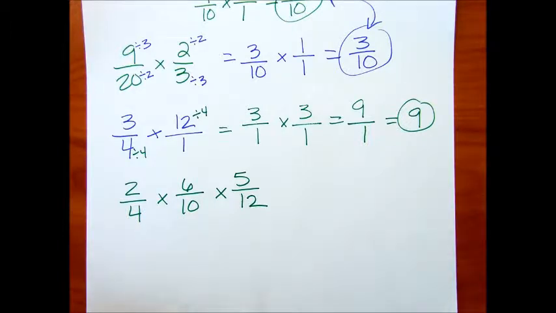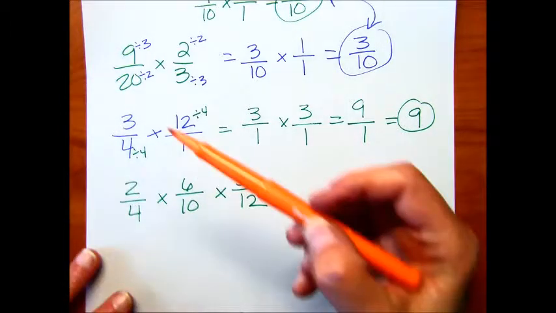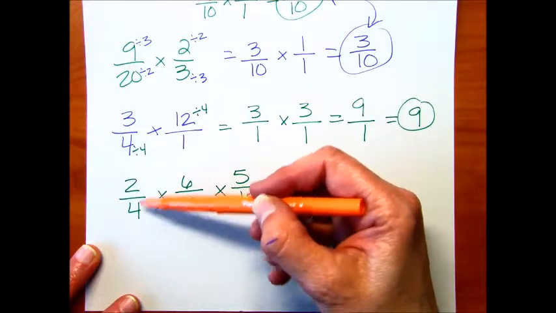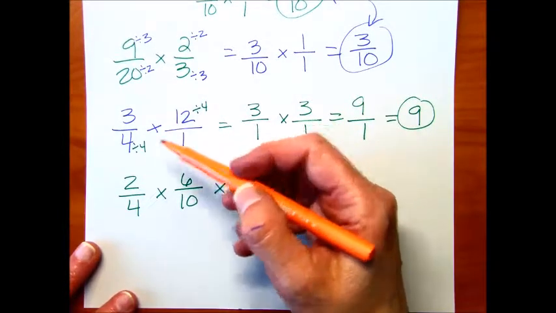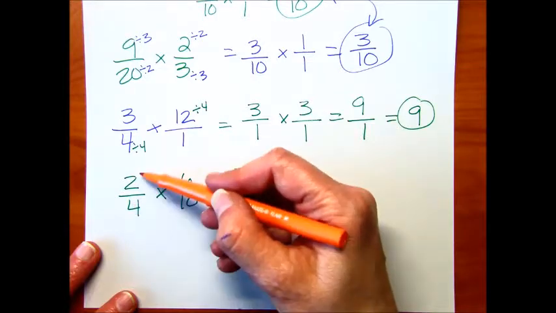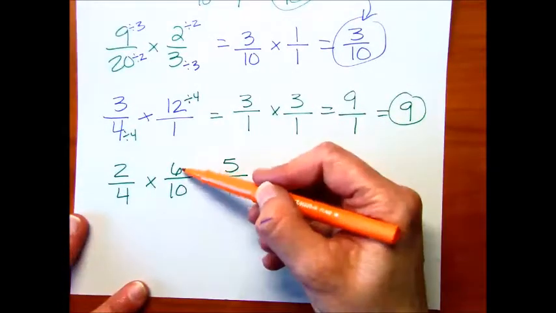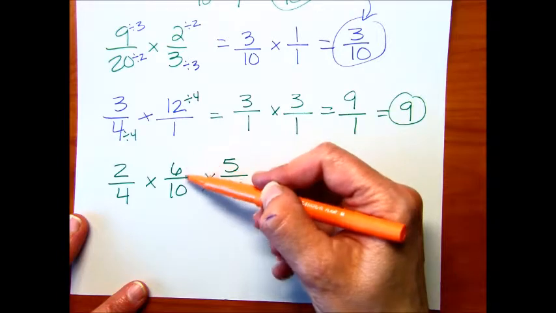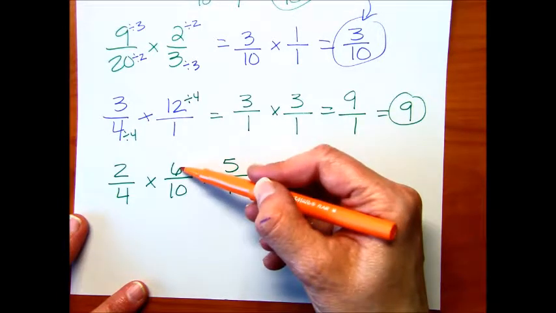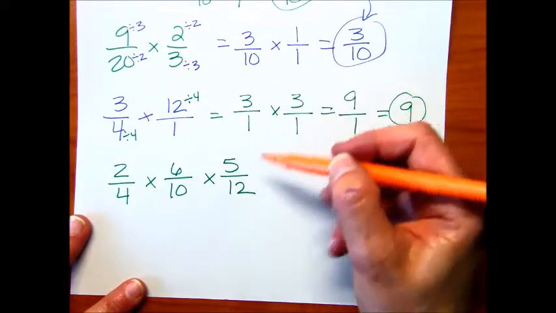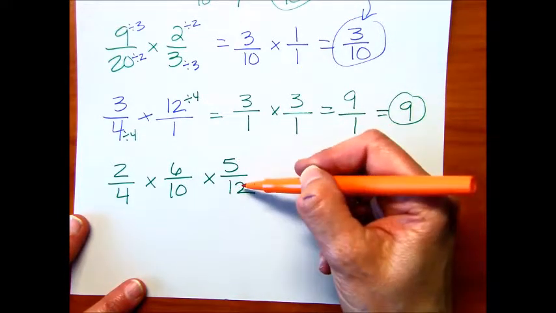You might have more than one way to reduce. If we just look at the numerator that's on top of the denominator for each problem, let's look at those. Now 2 and 4 have a common factor of 2, so we could divide each by 2 and reduce that fraction. 6 and 10 also have a common factor of 2. 6 divided by 2 is 3. 10 divided by 2 is 5. Now the 5 and the 12, however, cannot be reduced.